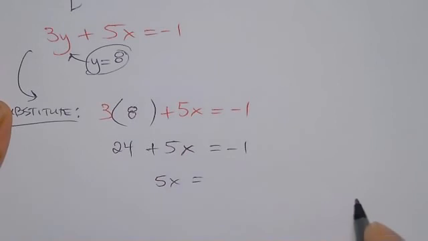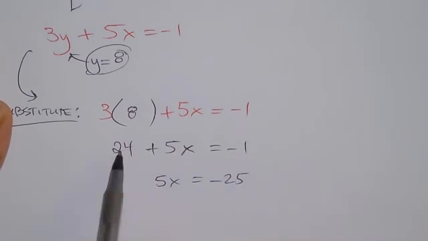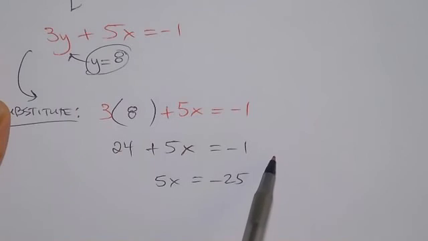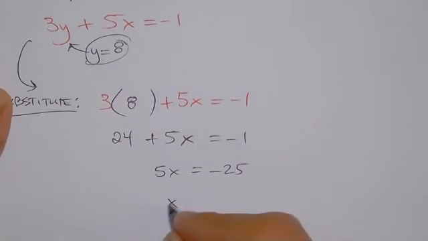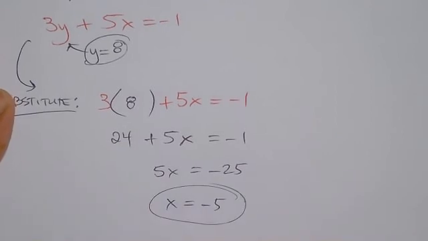Does everybody agree that's going to be 5x equals -25, right? Because when this positive 24 gets thrown to the other side, it becomes -24. And -1 and -24 add up to -25. Oh, we're going to get a nice answer here. For the x coordinate, the answer is what? 5 times what will give me a -25? Oh, -5. Yeah.